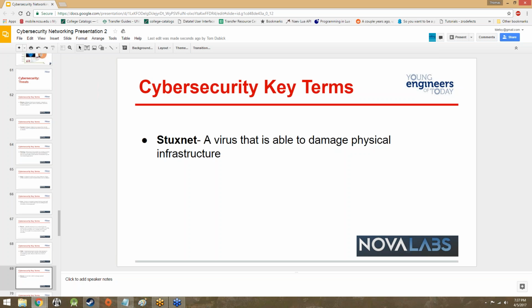Stuxnet is a virus that is able to damage physical infrastructure. I'm not entirely sure where the Stux comes in, but there are real examples of this. There was one in particular that is able to mess with centrifuge controls in nuclear reactors and ruin the centrifuges, causing the nuclear reactor to shut down. You have Stuxnet viruses that are able to mess with the logic controllers in factories and break hundreds of thousands, millions of dollars of equipment, things like that.